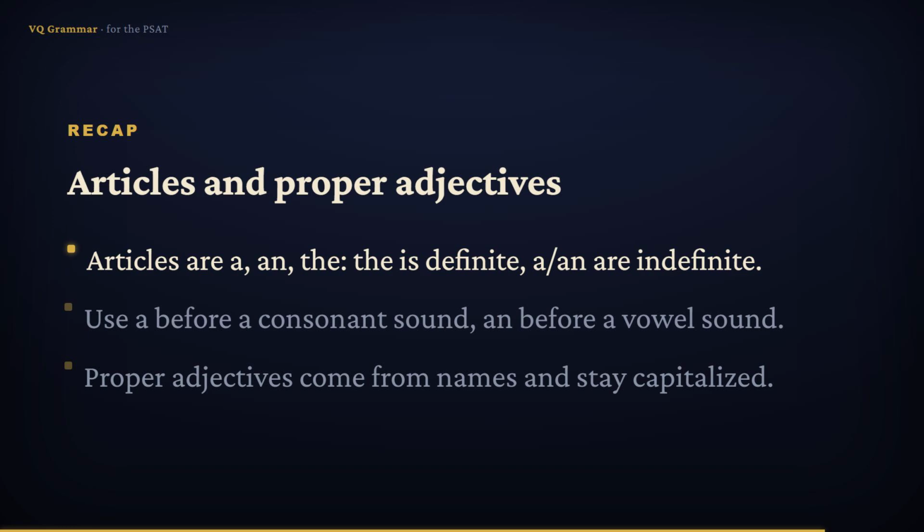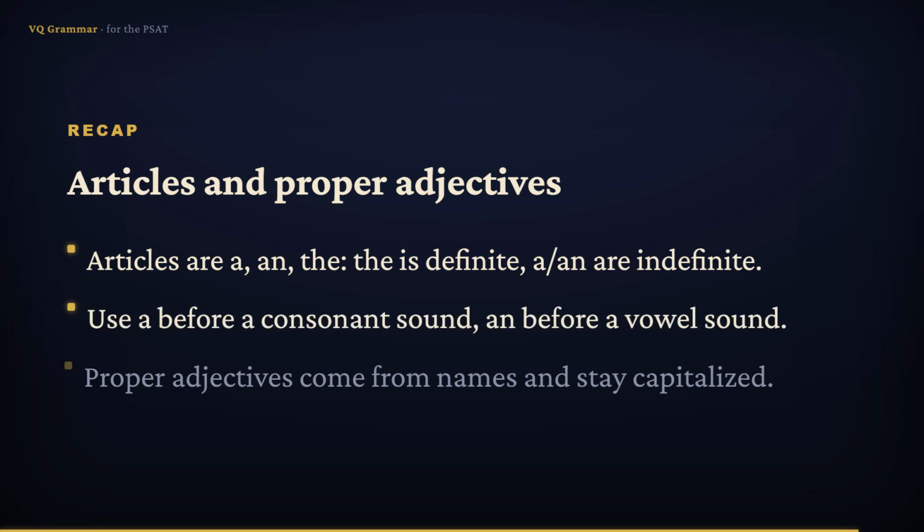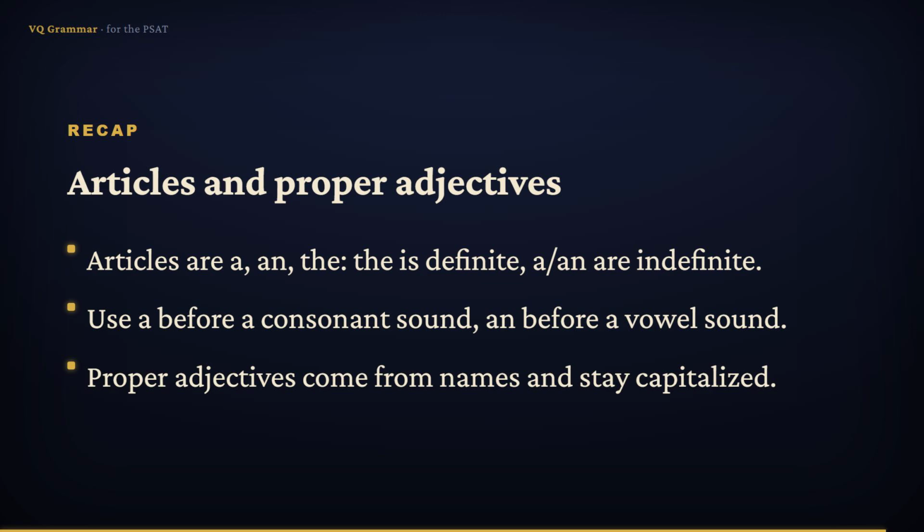Let's wrap up. The articles are a, an, and the. The is definite, pointing to one specific thing, while a and an are indefinite, pointing to anyone. Choose between a and an by sound, not by letter. A before a consonant sound, an before a vowel sound. And a proper adjective is built from a proper noun. So, like the name it comes from, it always keeps its capital letter. Listen to the sound, watch for the capital, and these small words will never trip you up. Great work!